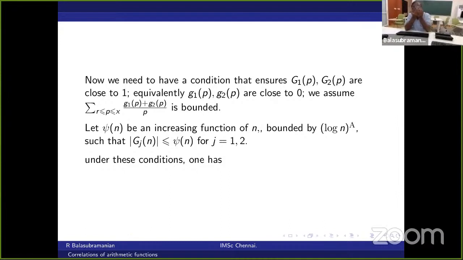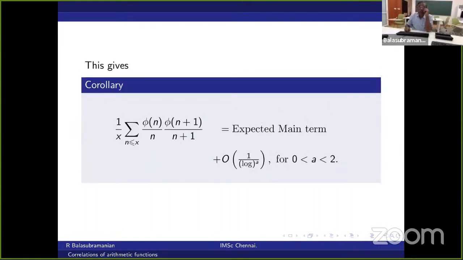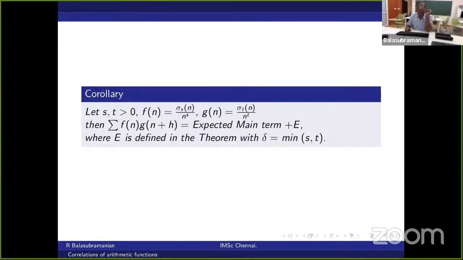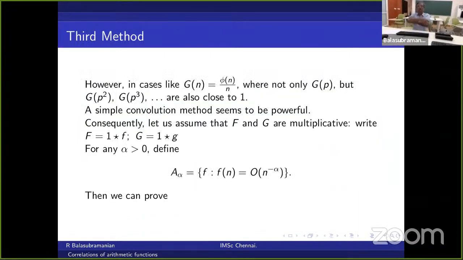And therefore, one would like to know whether, assuming such stronger conditions which are satisfied by phi n by n, it is possible to really look at this problem more closely. And that's exactly what we are going to do. The cases like Gn by n, which is phi n by n, where not only Gp, but Gp squared, Gp cubed, everything is close to 1. And in this case, a simple convolution method seems to be rather powerful. Okay, therefore, let's do what it is.